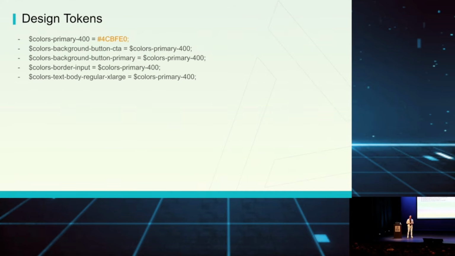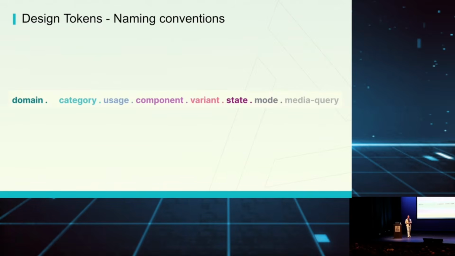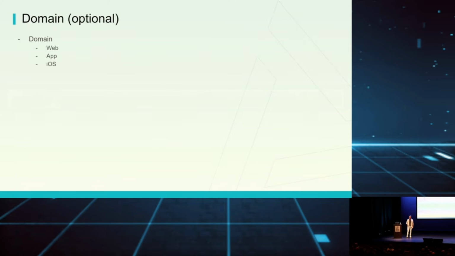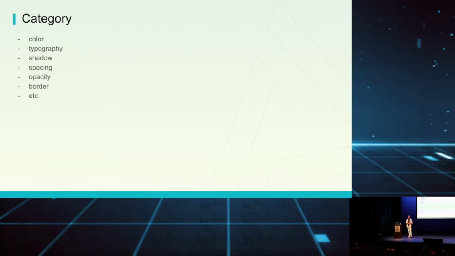Changing a value doesn't require a change in code. It's a visual change, not something I have to do as a front-end developer. This makes design tokens really scalable. And I really like this convention, one we created at Schiphol. And it consists of multiple categories that help you navigate this process. Starting at the domain is mostly optional, but it's for your web, your app, your iOS, but you could deep nest this if you would like to.